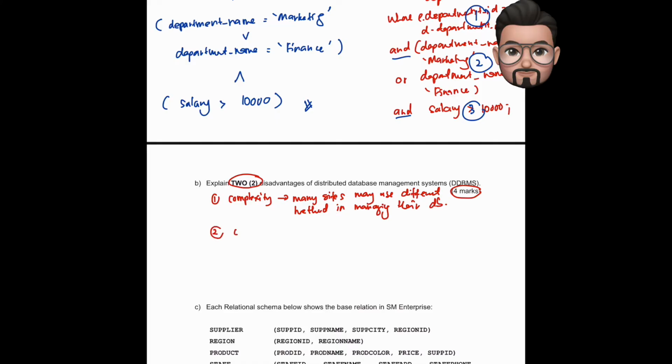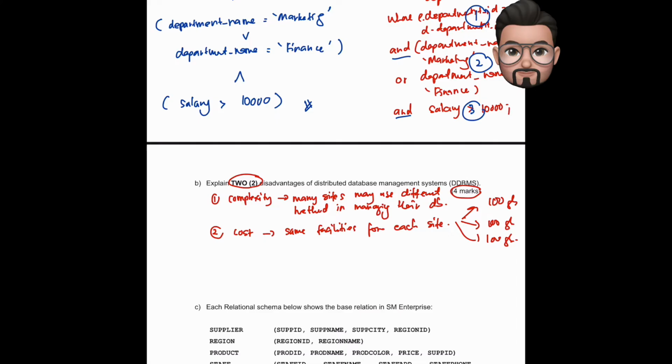The second one is all about the cost. Each site may want the same facilities. For example, site 1 has 100 gig, site 2 also wants 100 gig, site 3 also 100 gig. And remember, storage is quite expensive, especially if you want good performance.